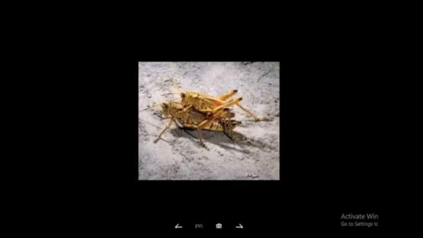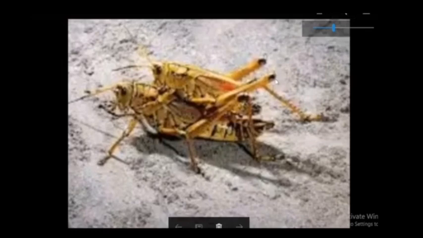This is how you see this organism, particularly when they are ready to mate. You see the female carrying the male, and that is how they lay their eggs and go about reproducing.